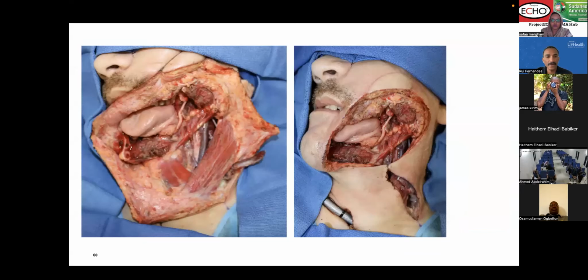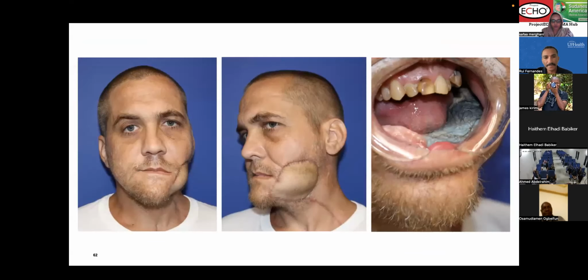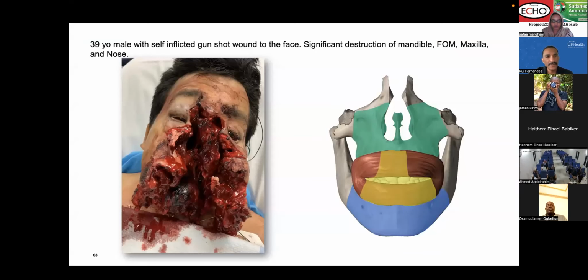One is the fibula osteocutaneous flap that allows us to do the mandible, the condyle, and the floor of the mouth as well as buccal mucosa. And then for the overlying skin, we do an anterolateral thigh. The combination as such is able to reconstruct him. He still needs some fat grafting in order to compensate for some of those areas, but overall, he's doing pretty well.